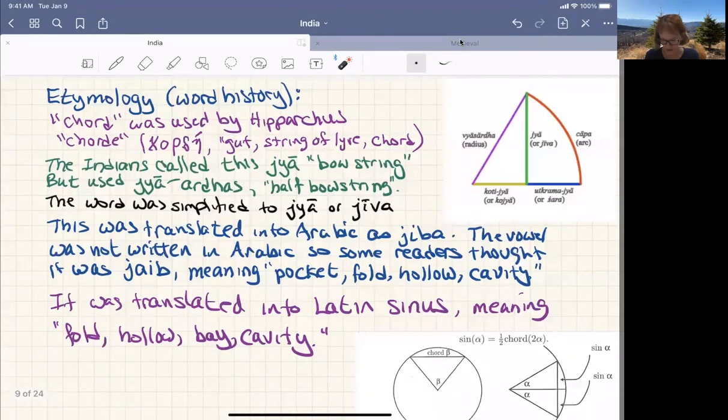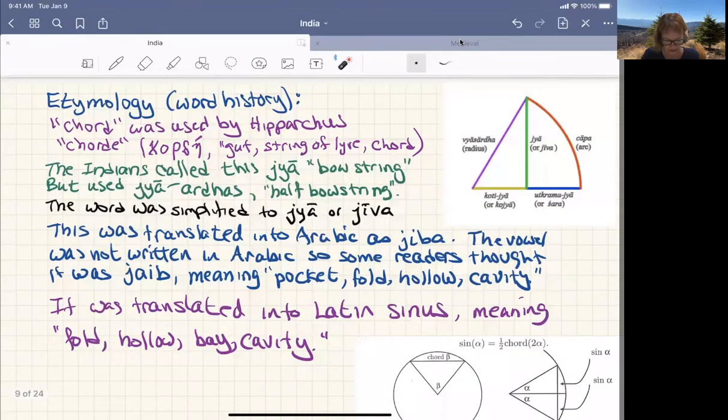Now, what I'd like to do is look at a little bit of etymology. Etymology is the history of a word. So the word chord was used by that earlier Greek mathematician I mentioned, Hipparchus. The actual word in ancient Greek is chorde, which meant gut, a string of a lyre, or a chord.